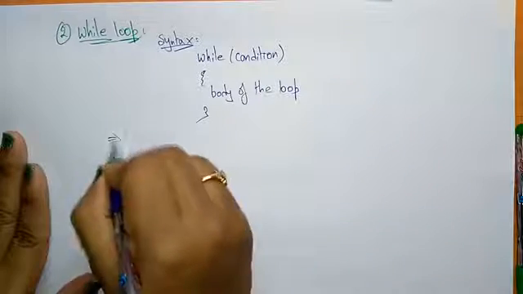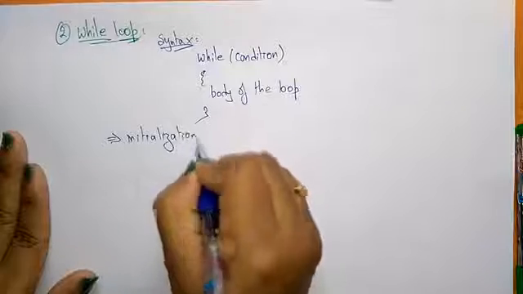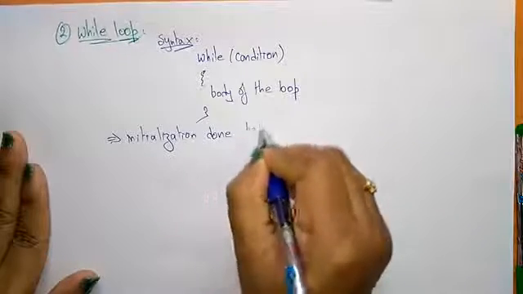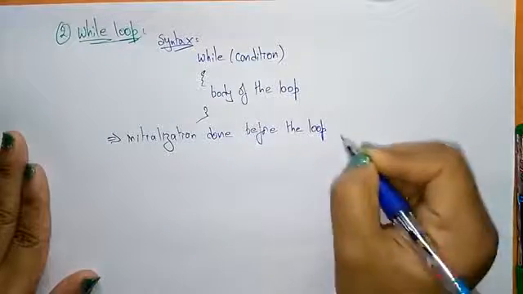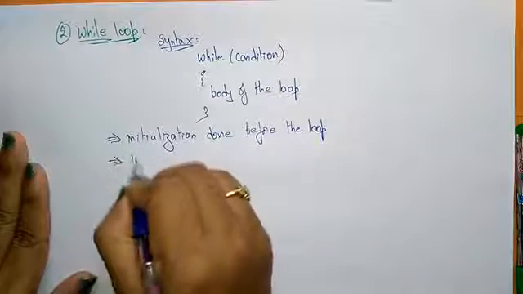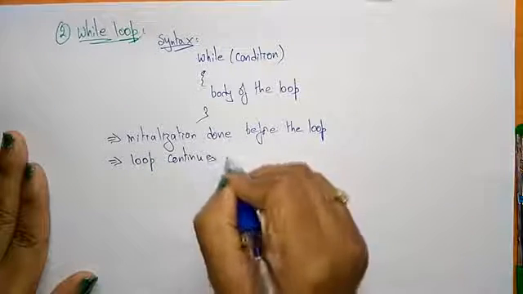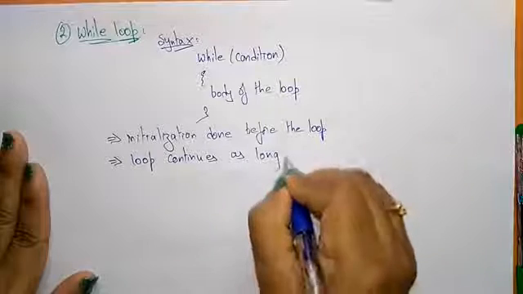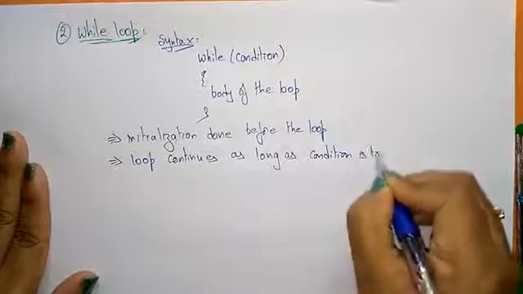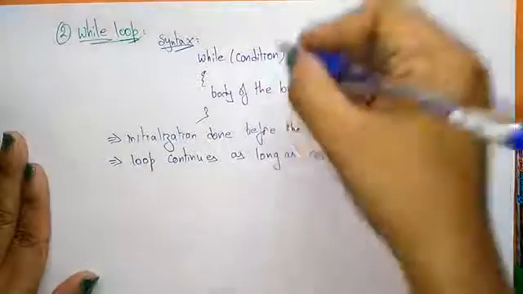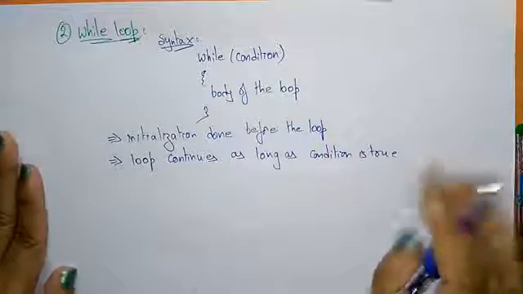Here, initialization should be done before the loop. So before the loop only you have to initialize. That should be remembered. And the loop continues as long as the condition is true. As long as the condition is true, the loop is executing repeatedly. Whenever the condition is false, it exits the while loop and continues with the remaining steps of the program.